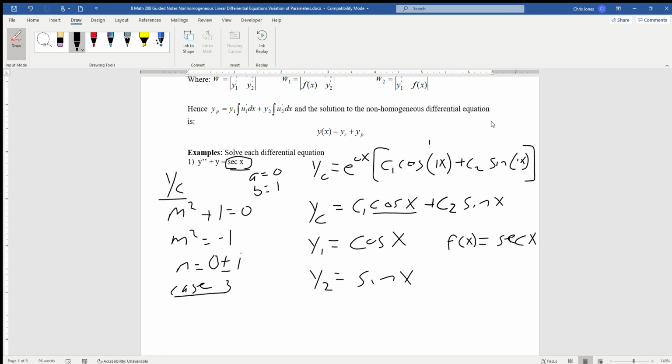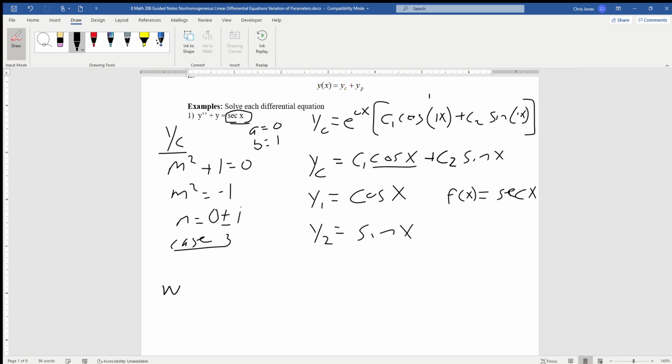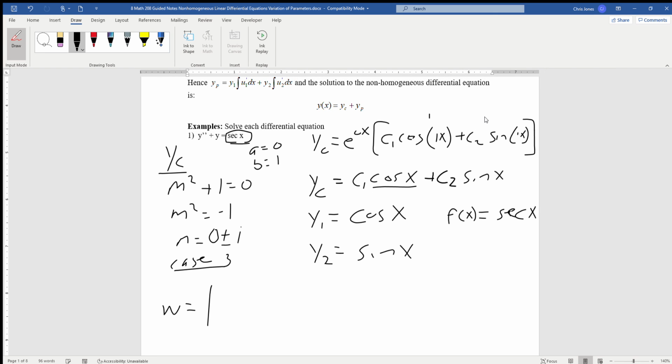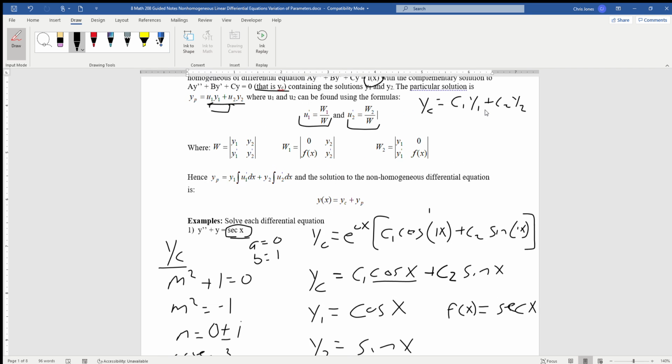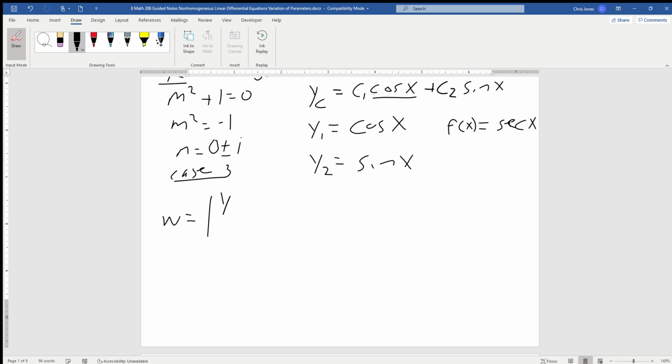All right, so let's go ahead and find W. Now each time we do this, I'm going to go ahead and define these. So W is going to be equal to the determinant of y1, y prime 1, y2, y prime 2. That's the determinant of cos x, minus sine x for the derivative, y2 is sine x, and we get cos x.